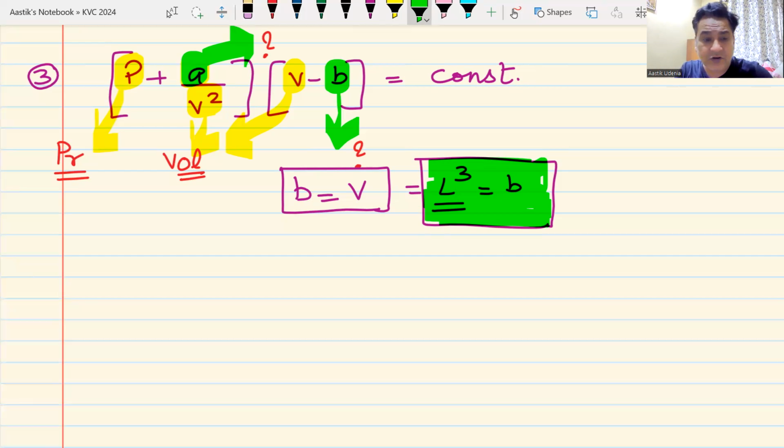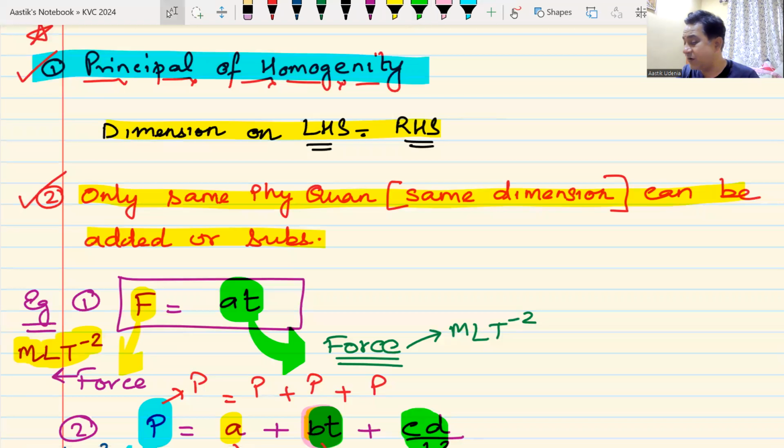Remember, we have written only 5 points and I will take you back to those 5 points. It's very sad to see the state of affairs in how you are studying. It is very, very sad that you don't remember these points. Point number 1, dimension on left hand side is equal to dimension on right hand side. Only same physical quantities of the same dimension can be added or subtracted.